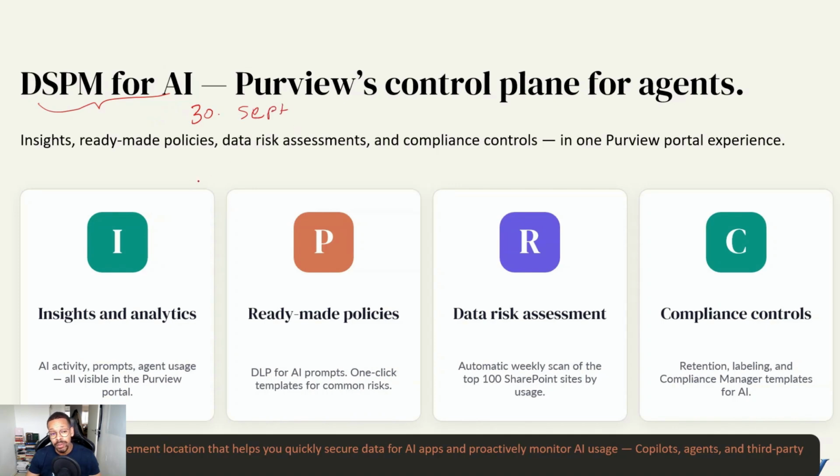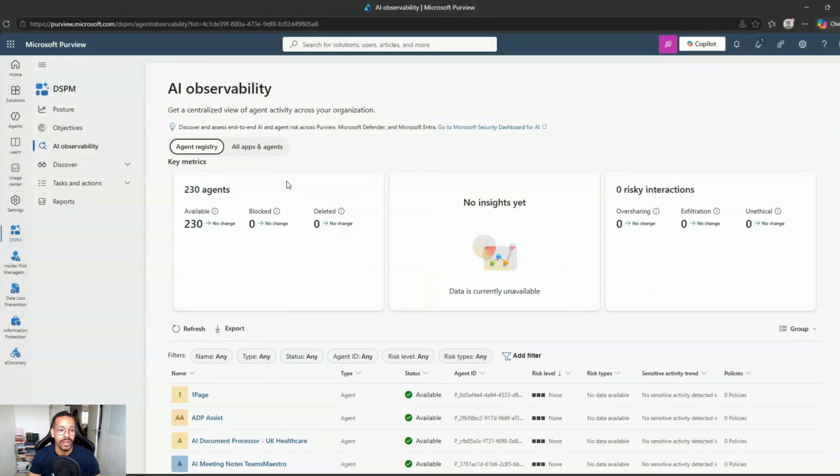But DSPM in Purview gives us access to insights and analytics. You can see all the prompts, you can see all the sensitive info types, and you can have ready-made policies, DLPs for AI prompts. And you also have data risk assessments, which you can run weekly for the top 100 SharePoint sites, and you have compliance control. So let's just jump into the DSPM for AI and look at this.